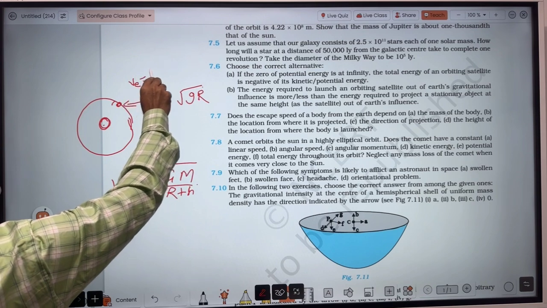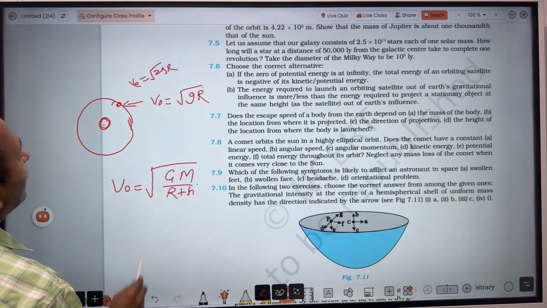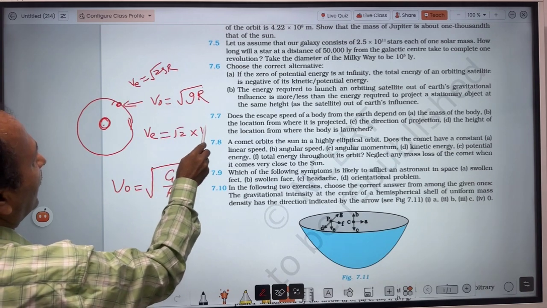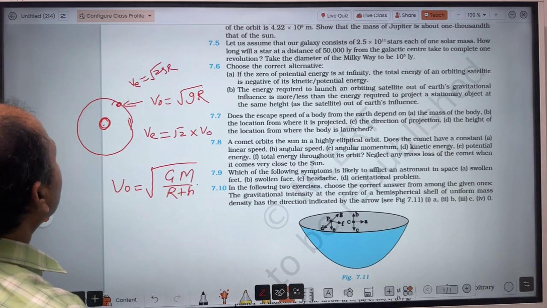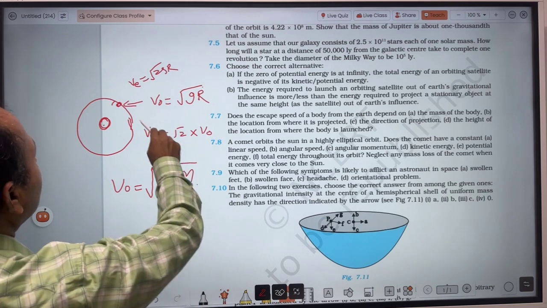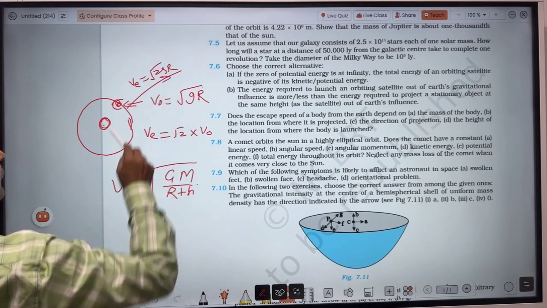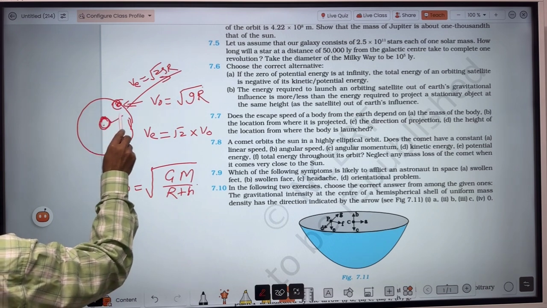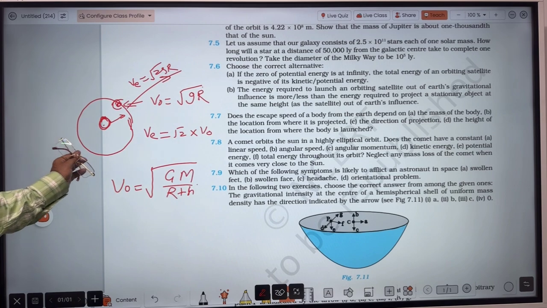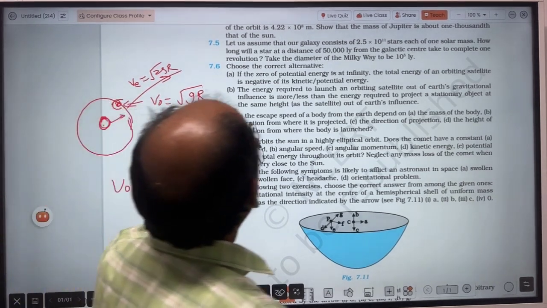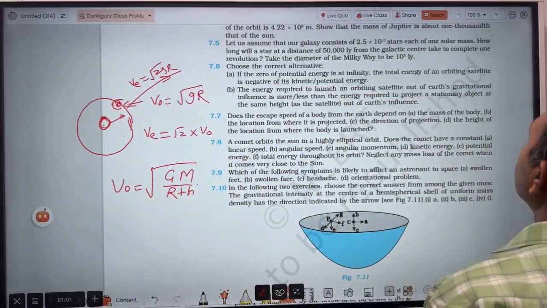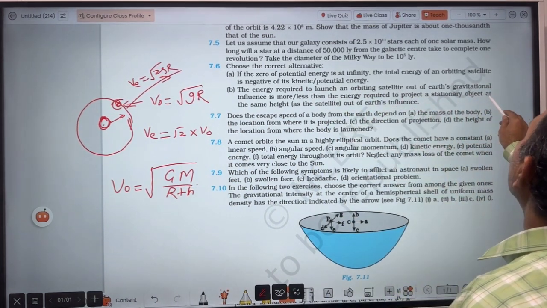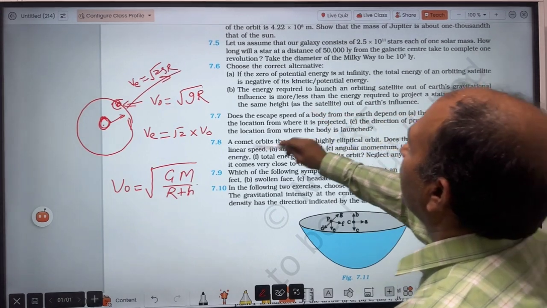If you know the relation, V escape is root 2gR. So the relation is V escape equal to root 2 times V orbital, right? So just increase the velocity root 2 times, and from here it will escape. And if the object or projectile is here and you have to project it, then more energy will be required. Our question says the energy required to launch an orbiting satellite out of Earth's gravitational influence is less than the energy required to project a stationary object at the same height.